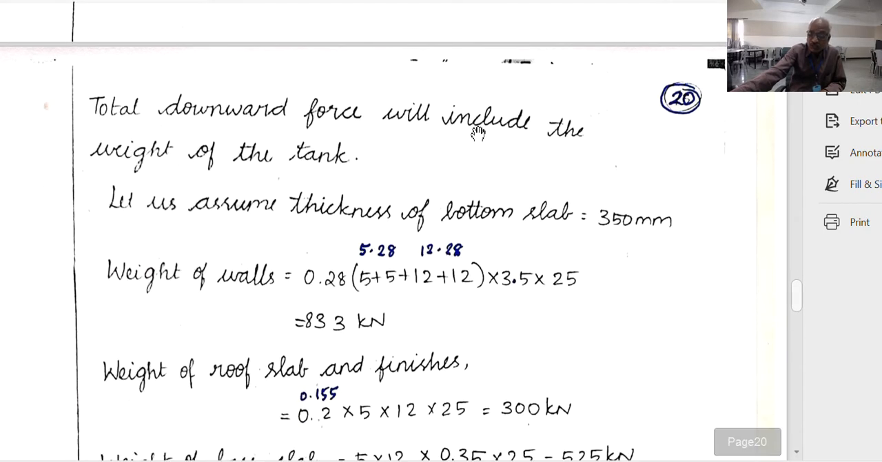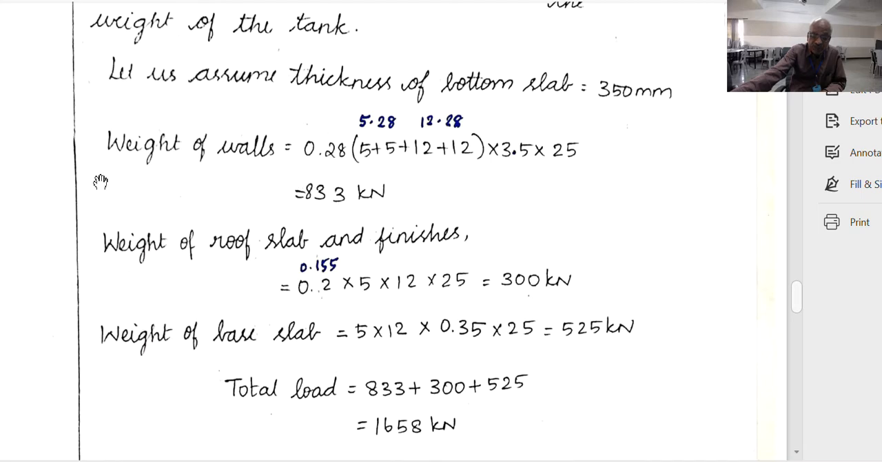Now what is the total downward force that is acting? The thickness of the bottom slab we already assumed as 350 mm. Weight of walls: 0.28 is the thickness, into 5 meters in the breadthwise direction plus 12 meters plus 12 meters in the lengthwise direction. To be a little more correct, actually we have to consider the center to center dimensions. Center to center is 5.28 and 12.28. That can be taken. So there are some corrections.